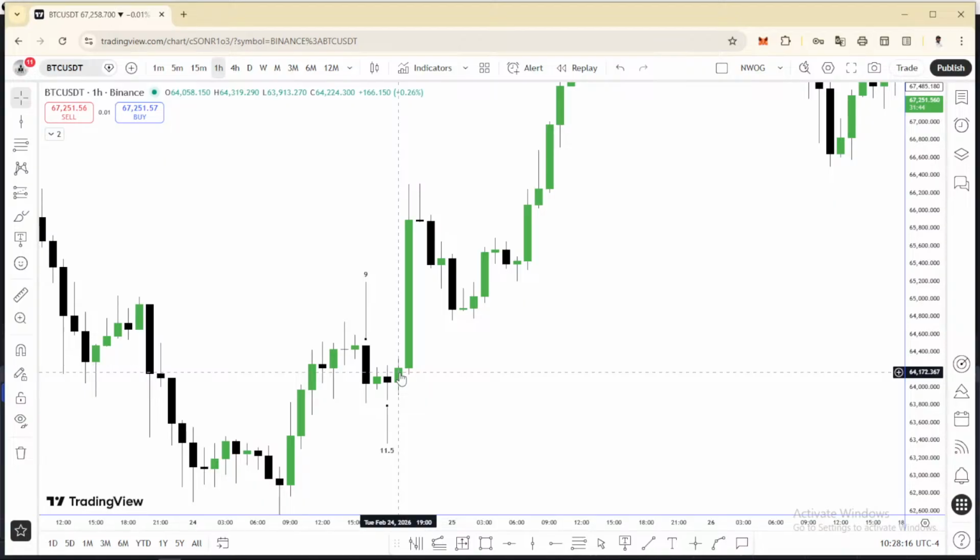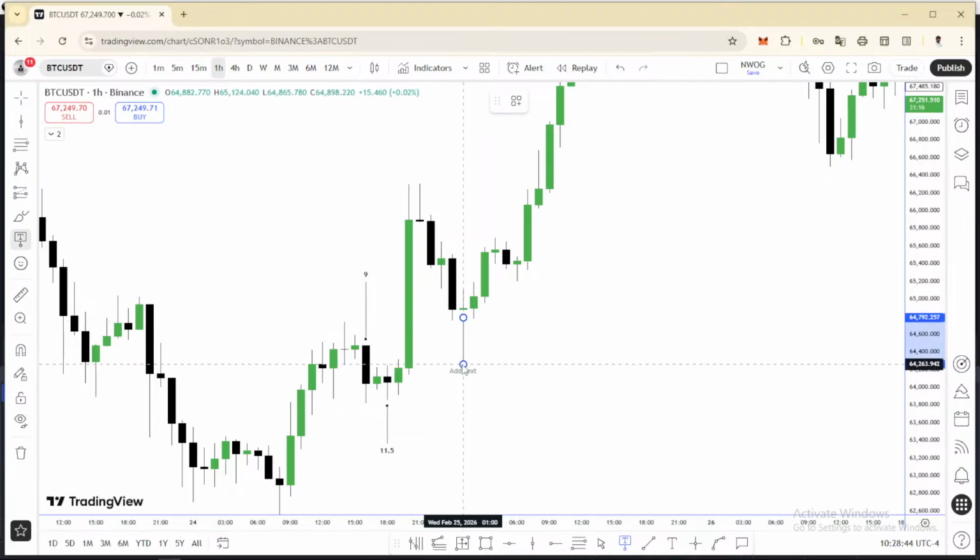So 12, 13, 14, next retracement happened at 15. Now take 15 again. Forget about the decimal point, just the exact 15, and then you multiply it again by 1.28. And guess what? It gives you 19.2. 15, 16, 17, 18, re-entry. 19 exactly. So this would be the next point of entry.